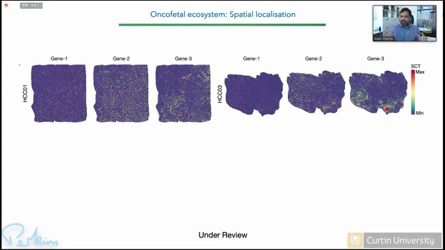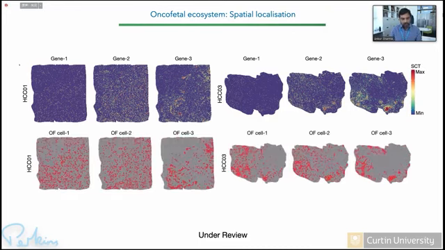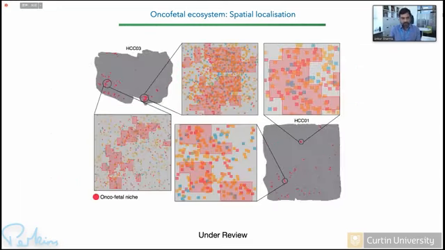But we were more interested in genes which we think are more associated with fetal-like reprogramming, and these are the genes we are looking at in these two tumor tissues. These are 3 different types of genes which are associated with 3 different fetal-like cells. And we could find that these genes are present in this HCC tissue. And this is basically how we identify these oncofetal cells in this STOmics data.